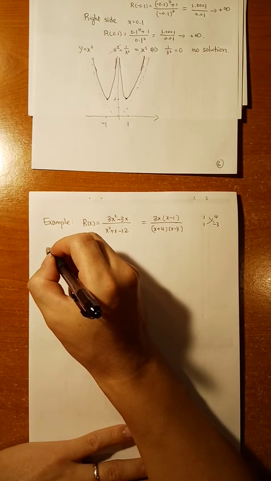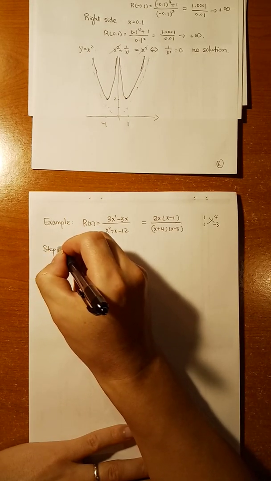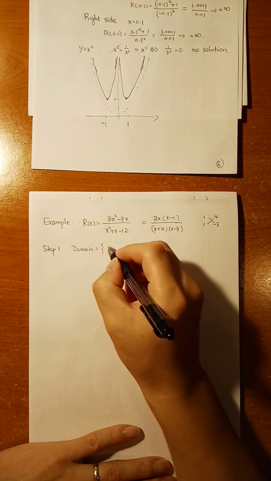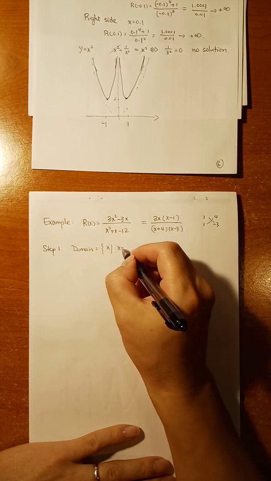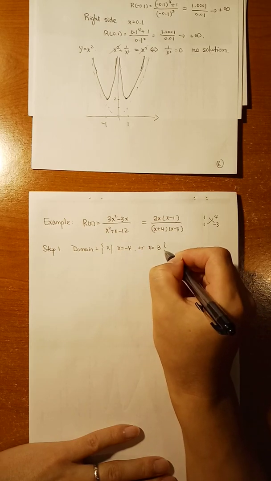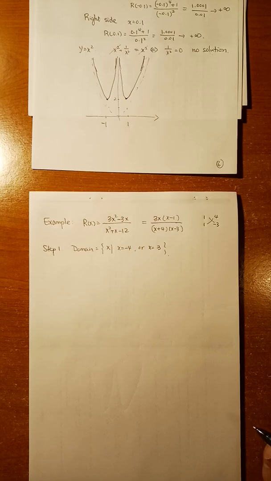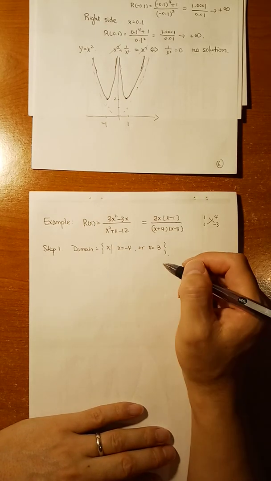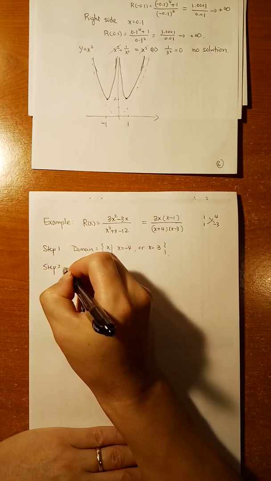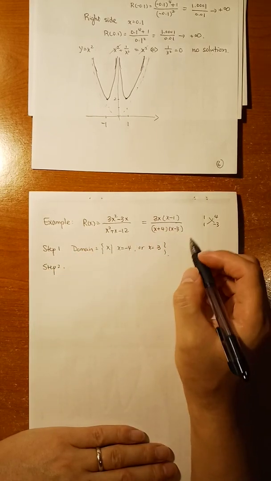Okay, so step 1, domain. The domain is the set of all real numbers except x equal to negative 4 or x equal to 3. Step 2, it is in the lowest terms.